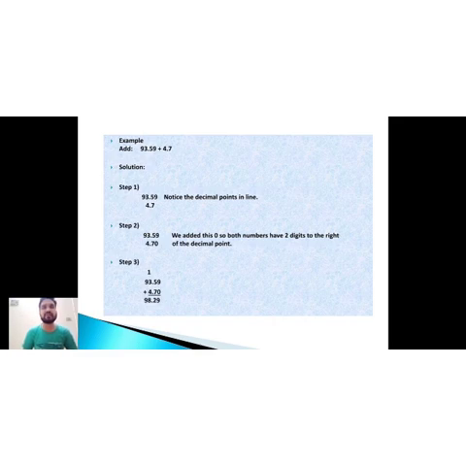93.59 plus 4.7. In the first step, we place the values point by point. In the second step, we add extra zeros. In the third step, we just add. The answer is 98.29.